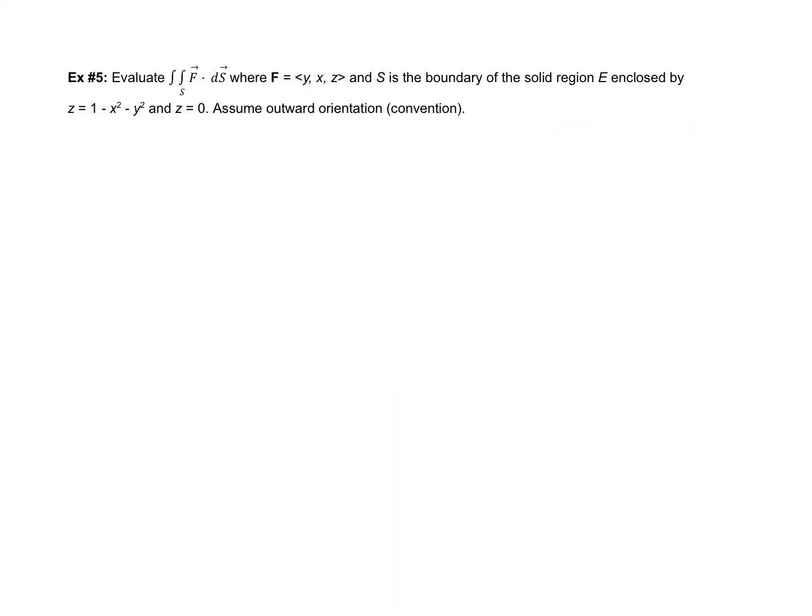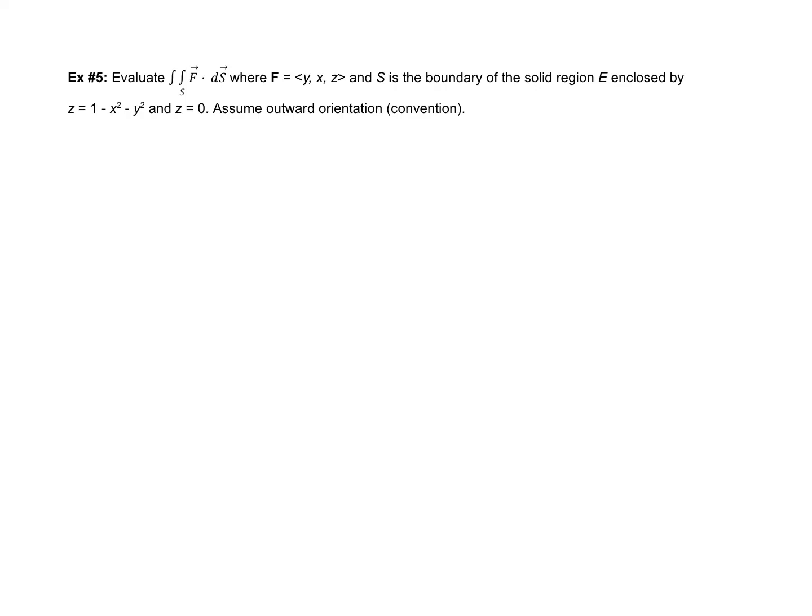Evaluate the surface integral of F dot dS, where F is the vector field ⟨y, x, z⟩, and S is the boundary of the solid region E enclosed by z = 1 - x² - y² and z = 0. Assume outward orientation, and that's the convention.